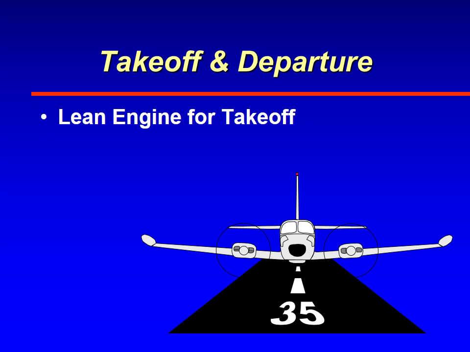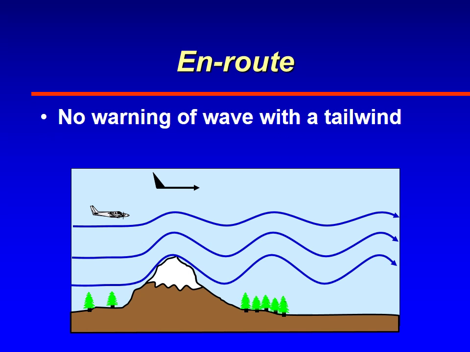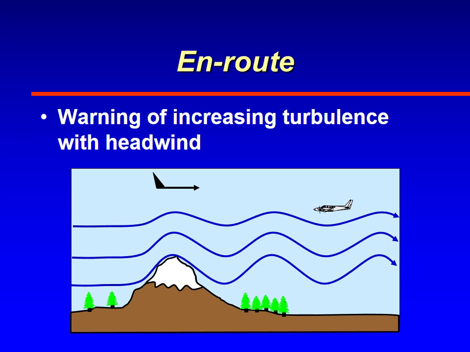Make sure you lean the engine for takeoff, especially if you're departing an airport that has a density altitude of 5,000 feet or higher. If there's mountain wave present, then you want to avoid mountains if at all possible. Remember that there is no warning of mountain wave with a tailwind. As you approach the mountains, the first indication that you'll get is right over the mountain, you'll get the first wave, and then downwind, it'll be pretty rough.